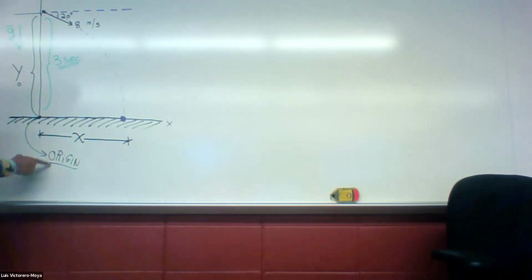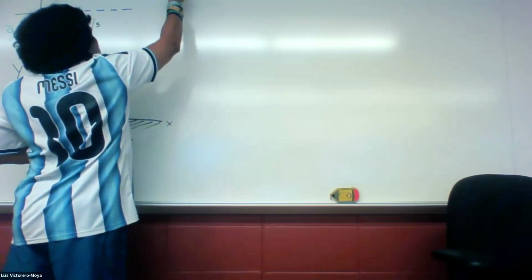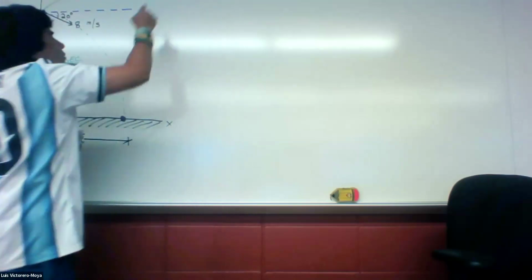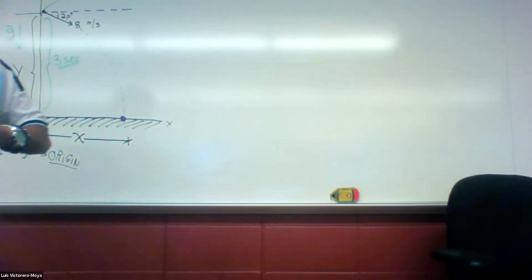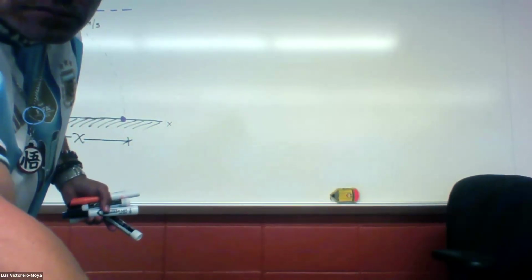Because that's the origin, the x coordinate of this point is 0. So you could say that here you are at (0, y naught). So you just have to find y naught. You have to find the height of the building. That's for part A.